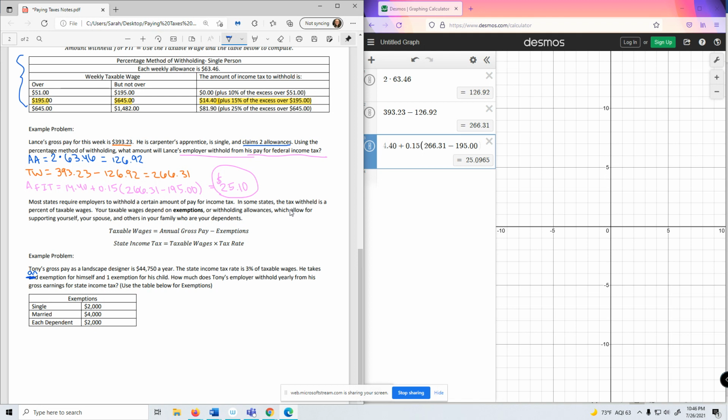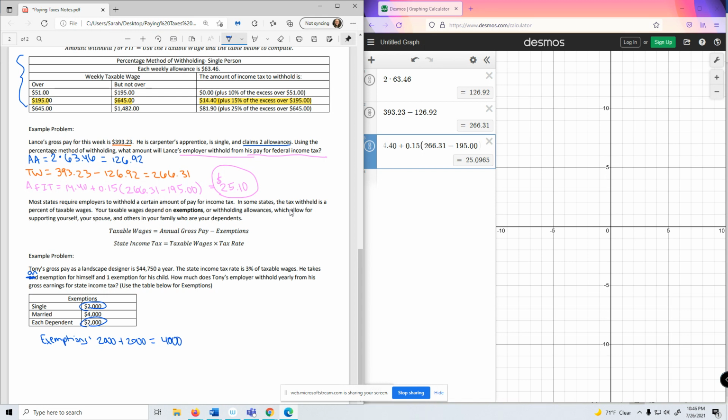So first of all, how many exemptions do we have? There's one for himself and one for his child. So his exemptions are, he is a single person, so $2,000, plus a child is a dependent, $2,000, which is a total of $4,000.